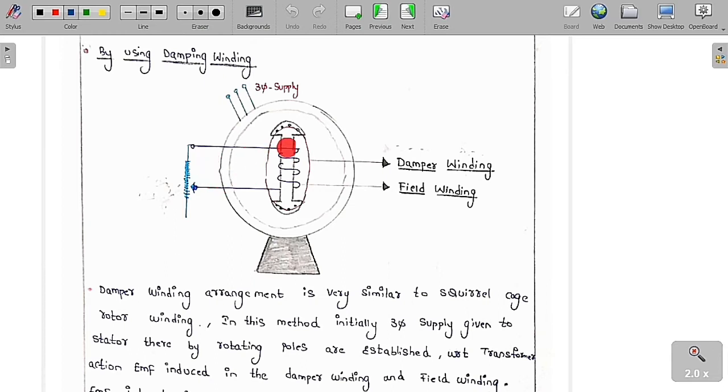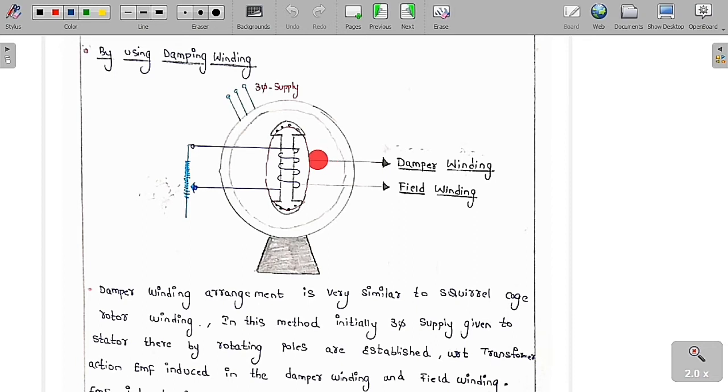Now, these are closed windings, so a current is going to get induced there. Because of these currents, fluxes are also going to be produced. Let me assume the flux produced by the field winding is phi f, and the flux produced by the damper winding is phi d. The cause is the rotating flux, and the effects are phi f and phi d. These are going to interact with the main flux, or we can say the effects are always going to oppose the cause.